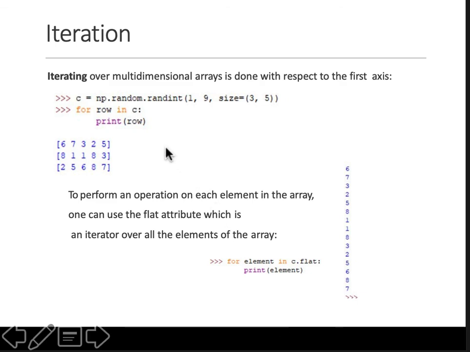Then, if you have to iterate on each row, you can write a for loop. It will iterate row wise: the first row, second row, third row. And if you want to operate on each member, you can use the flat function. For each element in the array you created, if you say C.flat, it will take each element, going row wise, like 6, 7, 3, 2, 5, 8, 1, 1, 8, and do whatever you want with it. Here we are just printing them on the screen on separate lines, because the print function prints, the cursor comes down, prints, the cursor comes down.